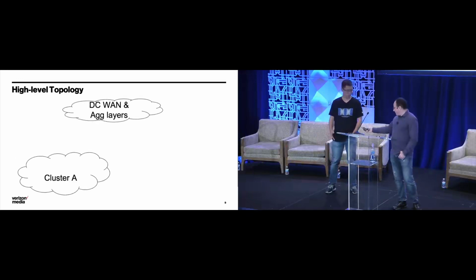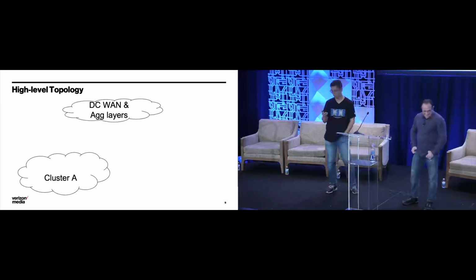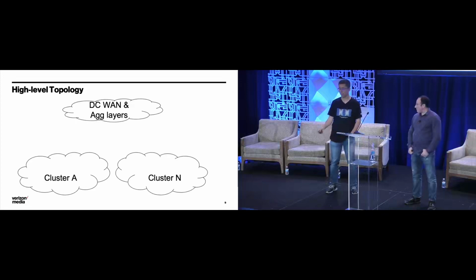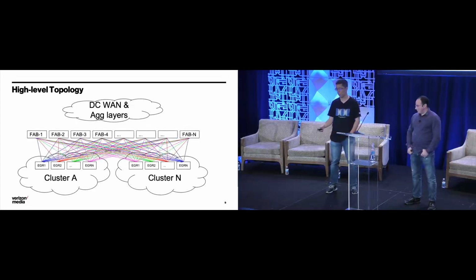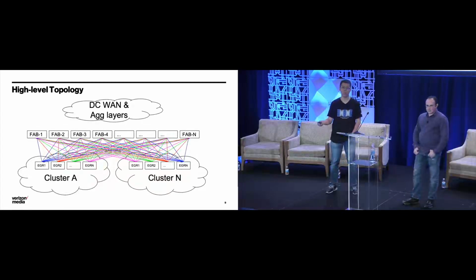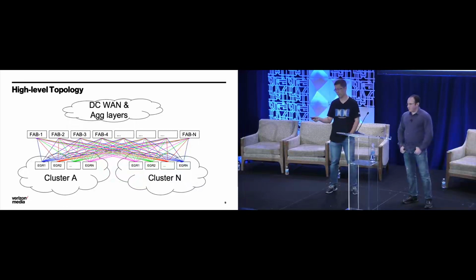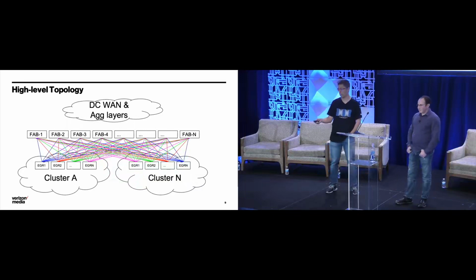So the high-level topology. On the top we have a DC WAN aggregation layer, and then underneath there we could have one or more clusters that are interconnected through a fab layer. The egress of each of the clusters is through a type of device we call egress routers, or EGRs. We are going to see that detail, but in any case each cluster could have one or more, and the better case is four or more EGRs in each of the clusters, which are then interconnected with the fab devices.